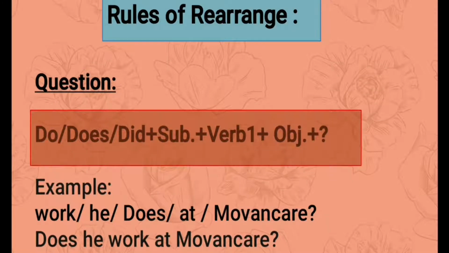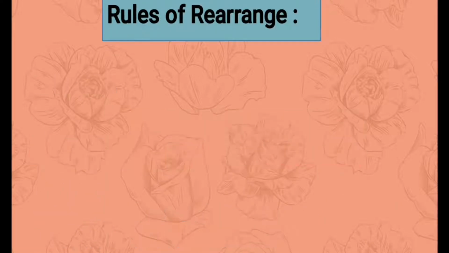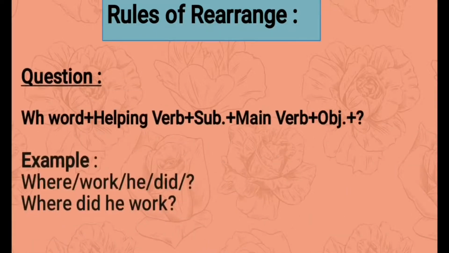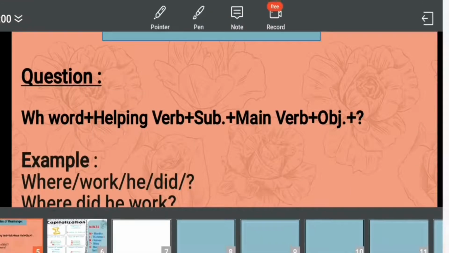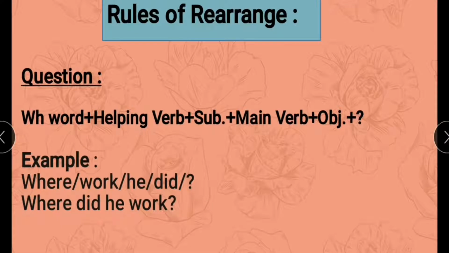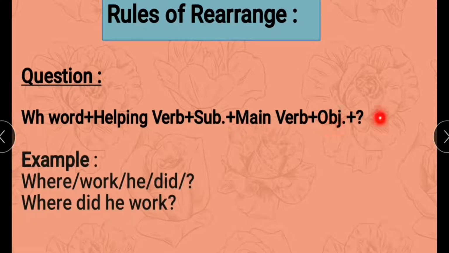Now if there is any WH word, what to do? At that time you have to follow the WH structure. Like the previous one, what you have learned in case of making a WH question: that WH word, then helping verb, then subject, main verb, and object, and after that the question mark. There will be a question mark. Now look at the example here.